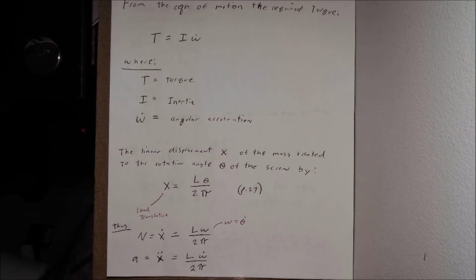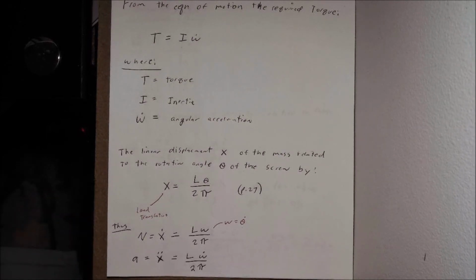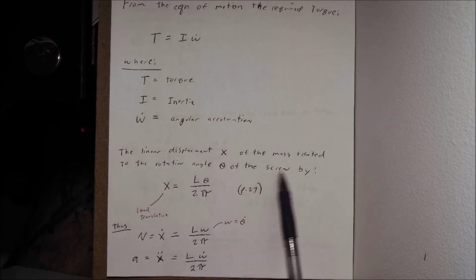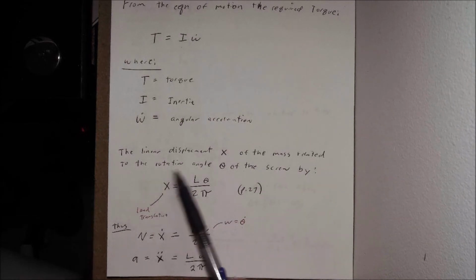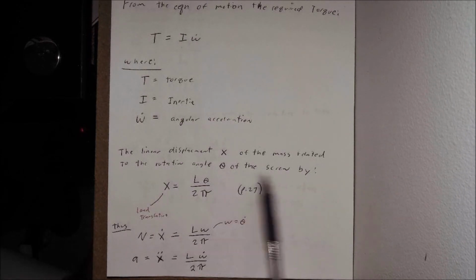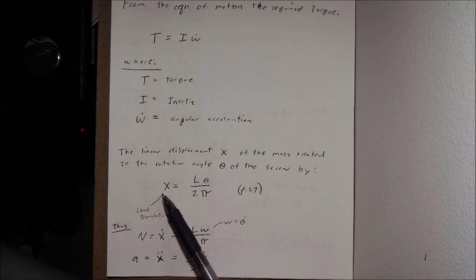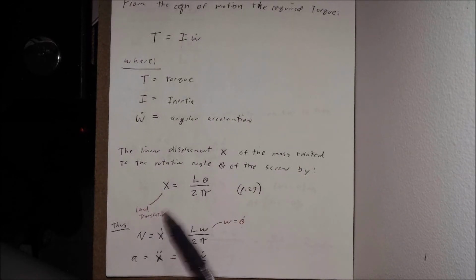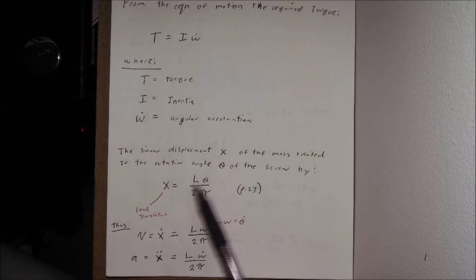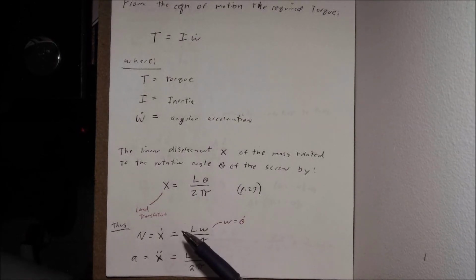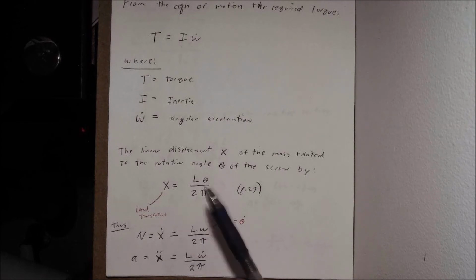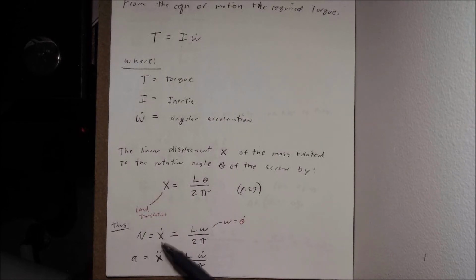So we can take a look at it if we scroll down a little further: the linear displacement x of the mass is related to the rotation of the angle theta of the screw by this relationship here. And this comes from page 27 of our text. So what I have here is x, or our load translation, is equal to L times theta over 2 pi. So now we can do a little bit of calculus here, take some derivatives of this in order to get from position, or displacement, to velocity and acceleration.